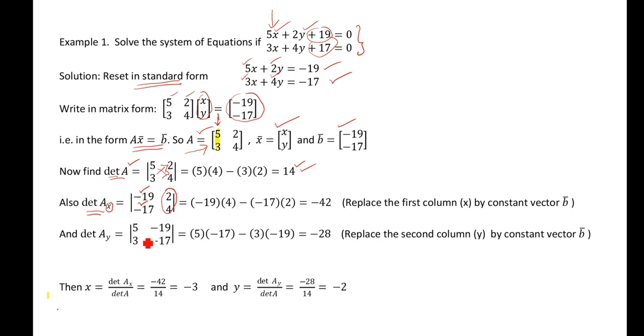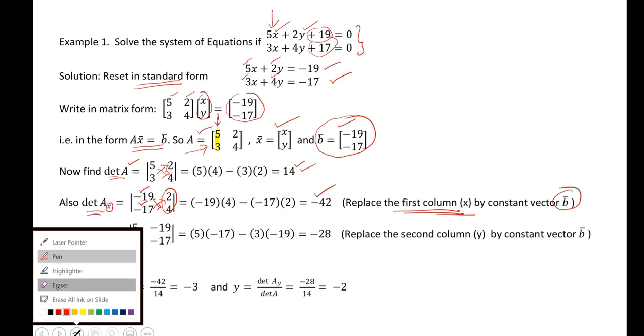And I simply find the determinant: minus 19 times 4, subtract minus 17 times 2, and I get minus 42. So that's what I did. I replaced the first column, the x column, by the constant vector b. Remember, this is your constant vector b. So there I have determinant Ax. Ay follows the same pattern. So getting into Ay, let's just erase this.